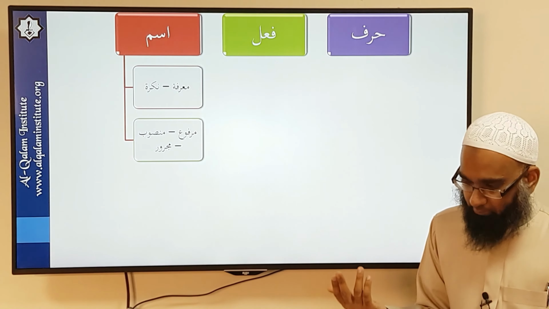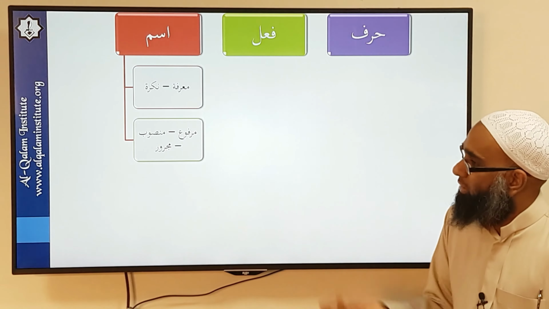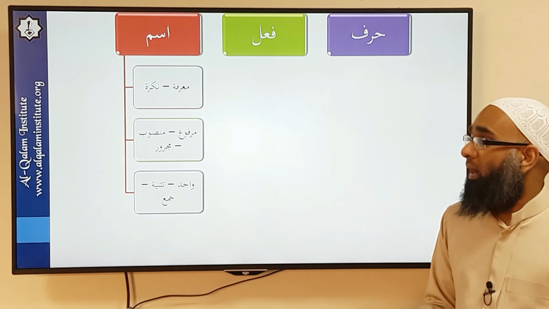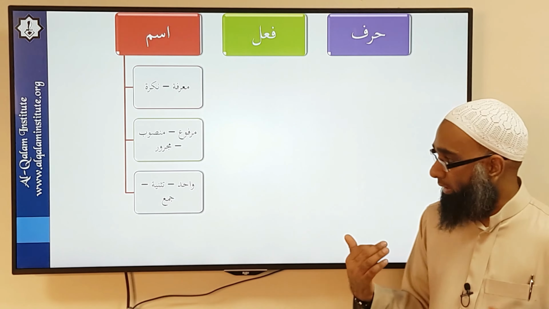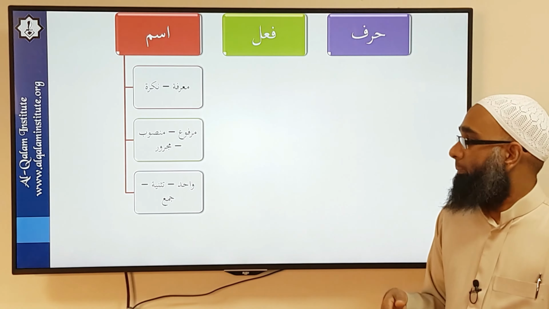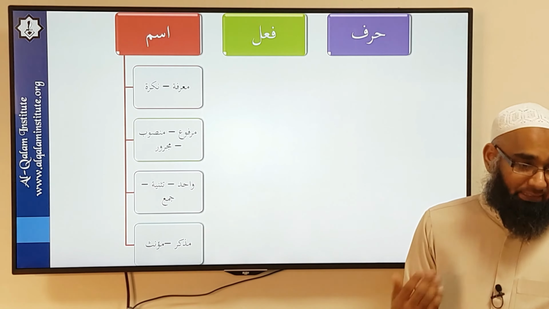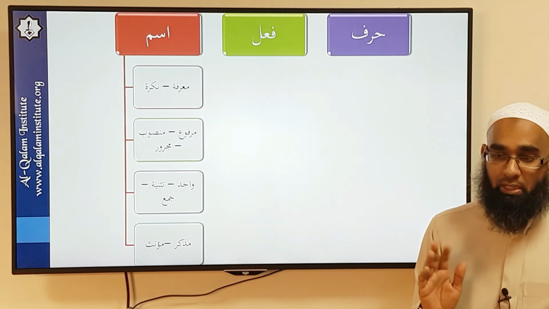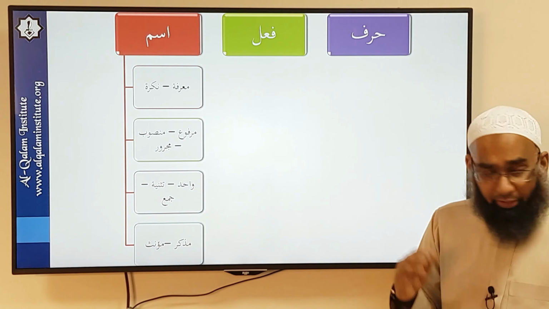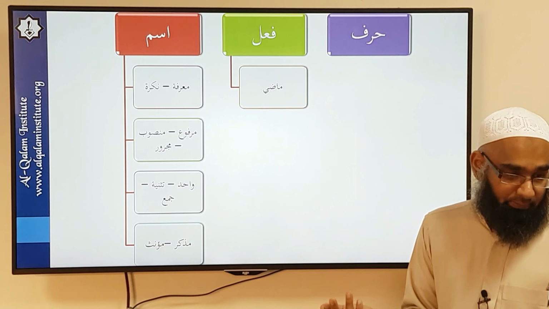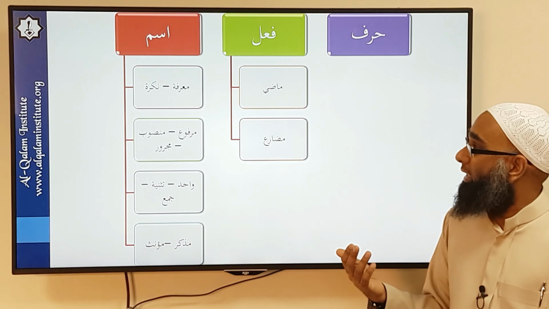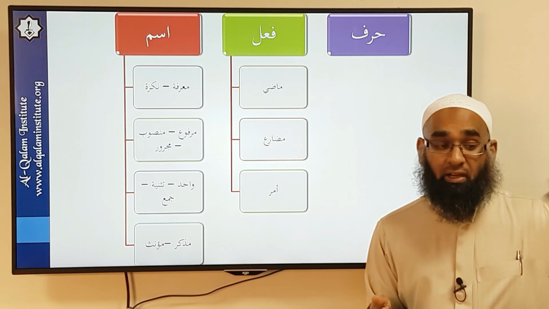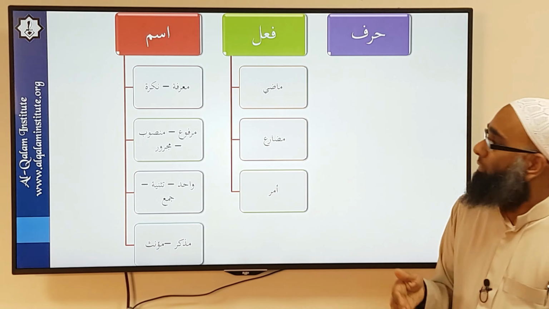And this is an Arabic word. Just learn these terminologies. Then we have wahid, tasniya, jam'. Okay? Singular, dual, and plural. And then we have the gender, which is mudhakkar, mu'annath. Okay? Carrying on with the recap, we have fa'il, which is what? Madi, mudhari, amar. We never done this in this lesson, but it's been covered where? In sarf. Madi, mudhari, amar.